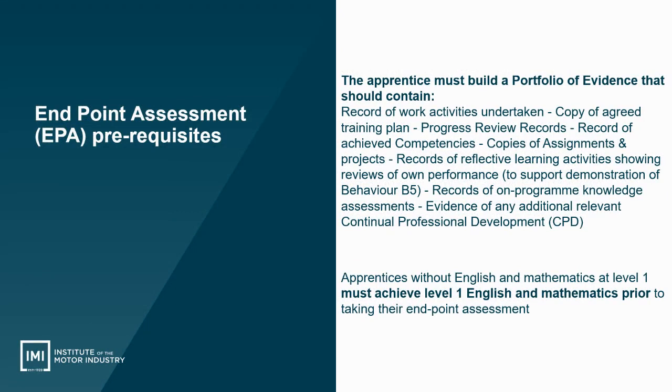Prior to the apprentice progressing to their endpoint assessment, each apprentice must have completed the requirements listed in this slide. They must have completed a portfolio throughout the duration of their apprenticeship, and each apprentice must achieve and be certificated for maths and English. These prerequisites must be submitted to the IMI prior to the apprentice progressing on the endpoint assessment.